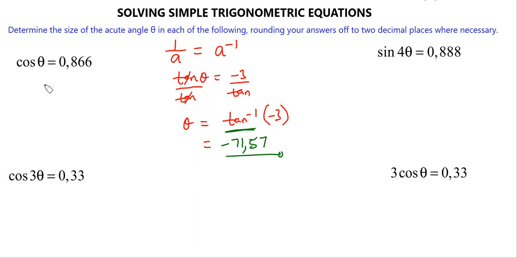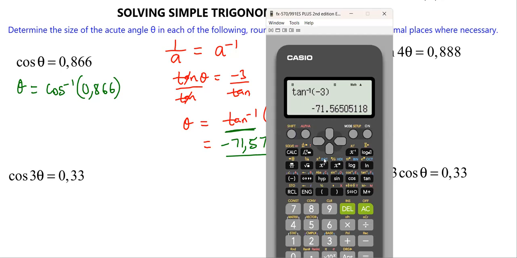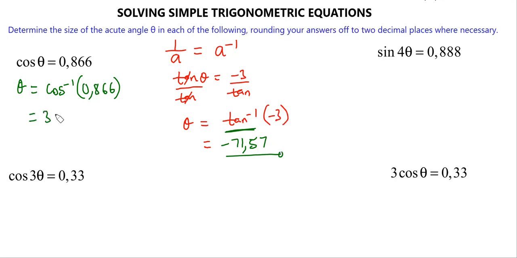But now let's come back to this one here. Whenever you see something like this, you need to know that I need to remove cos first. How do I remove cos first? You're going to say theta is equal to arccos of -0.866. Then you punch it in your calculator: shift cos, then in brackets 0.866. Then we get 30.00, which is approximately 30 degrees. Okay, that's what we have there.